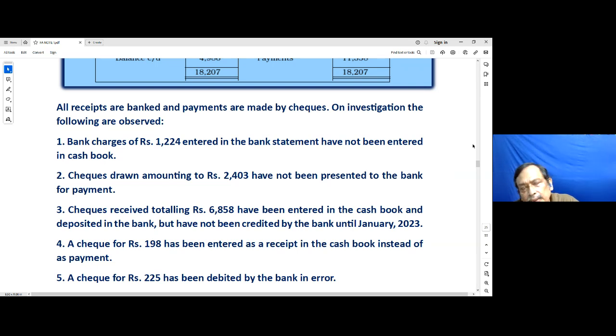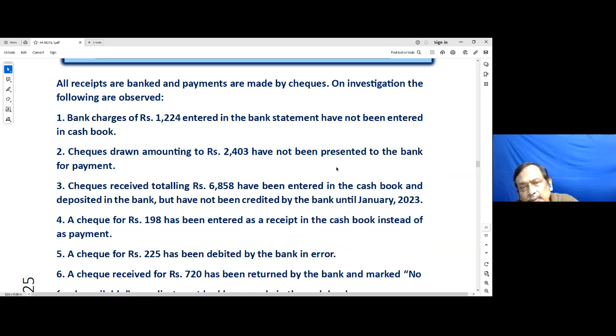On investigation, the following are observed. Bank charges of rupees 1224 entered in the bank statement have not been entered in the cash book. So, in the amended cash book, we are going to make the correction and try to find out the correct balance. Checks drawn amounting to rupees 2403 have not been presented to the bank for payment. So it is recorded in the cash book. No adjustment is required in the cash book, but it will come in the bank reconciliation.